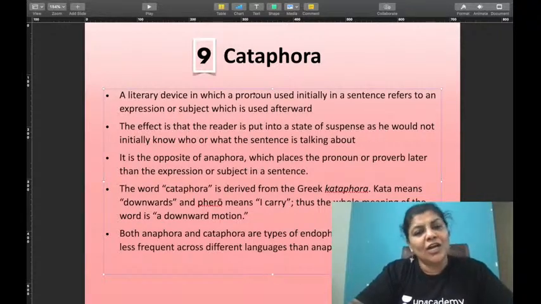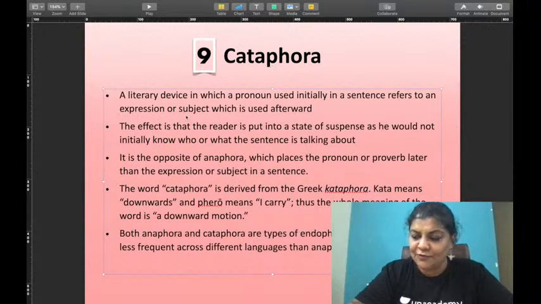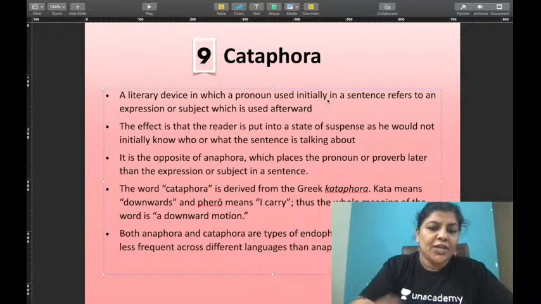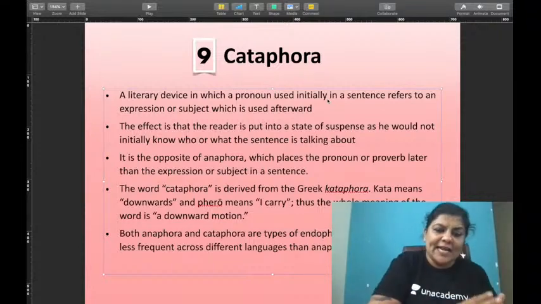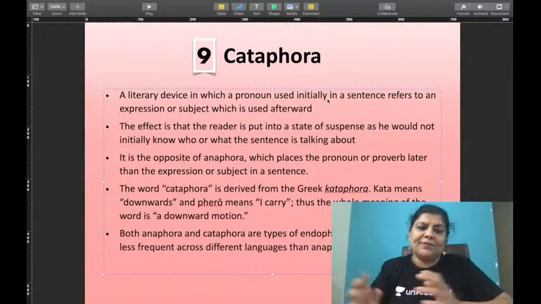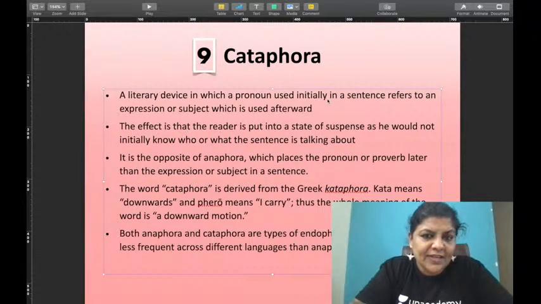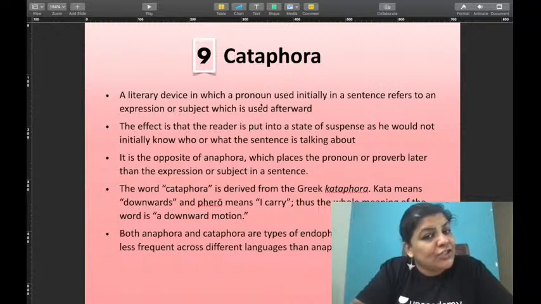Another important concept is cataphora. Cataphora is a literary device, a figure of speech, in which a pronoun used initially in a sentence refers to what is used afterwards. If you say he at the beginning, that he will refer to something that comes later. I will explain with an example, then you will understand. A pronoun used initially in a sentence refers to an expression or subject that is used afterward.